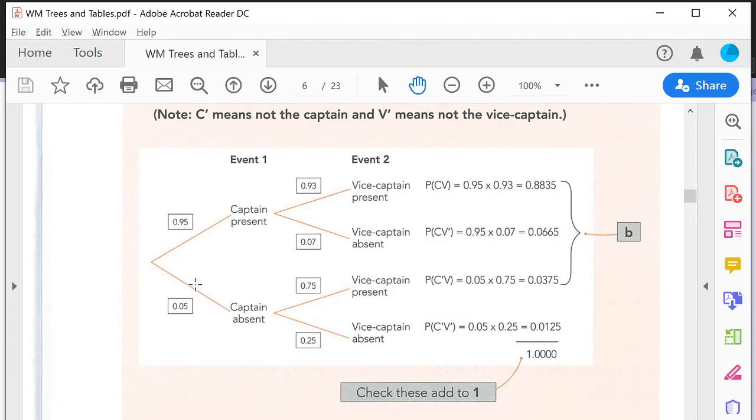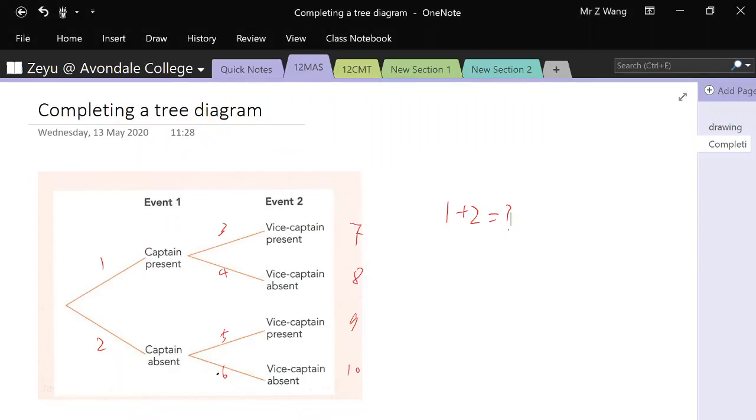Now, you notice these two numbers, they add up to? Also 1. Yeah, and these two? Also 1. And these 4? Also 1. You see, check these add up to 1. So this is how you check your answers are correct. And it also helps you to do questions, because in many questions they're going to give you this. Let's say this is 0.6. You directly know what the probability of this is: 0.4. Yes. So that's how you figure some of these out.